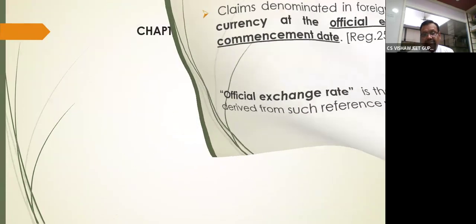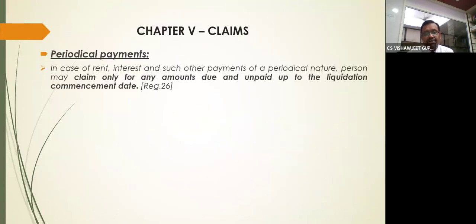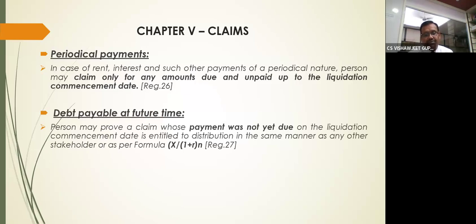Now, chapter 5 deals with the claims. So periodical claims are there, just like in case of rent, interest, or such other payment of periodical nature. The person may claim only for any amounts due and unpaid up to the liquidation commencement date, meaning the person cannot claim any amount after the liquidation commencement date. So up to the liquidation commencement date, whatever rent, interest, or other payment is due, the person can claim in the liquidation process, voluntary liquidation process.